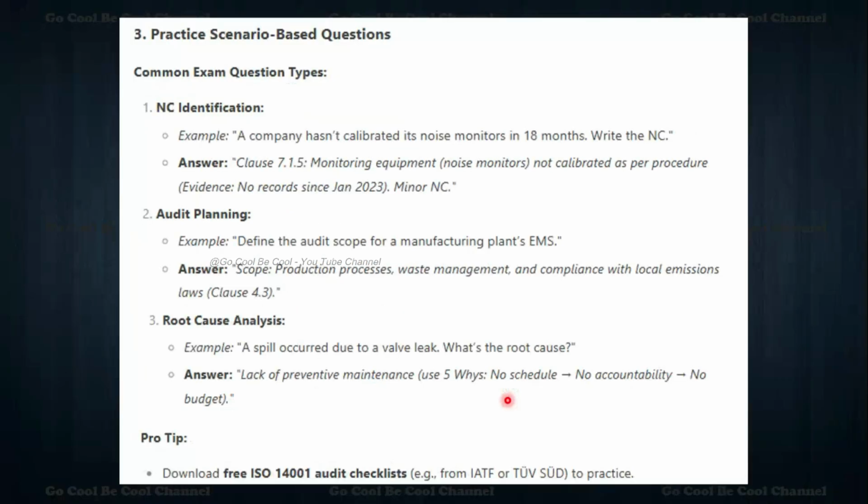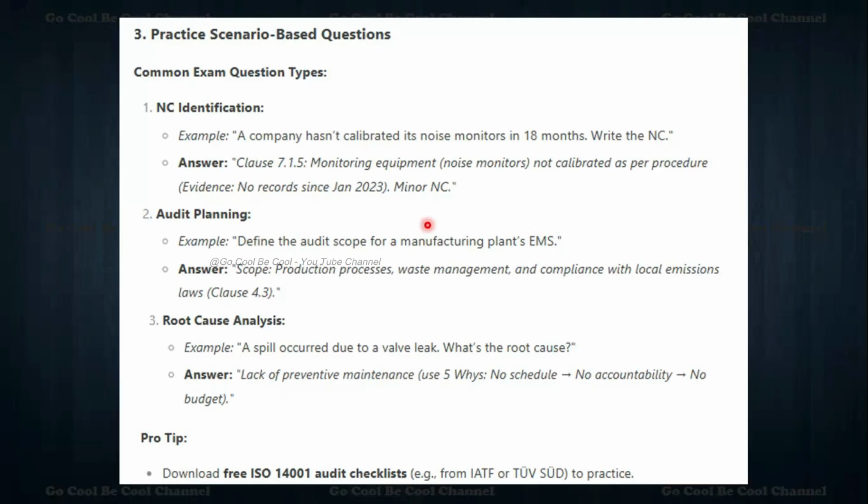Now the third one is practicing scenario based questions. A common exam question type is NC identification. For example, a company has not calibrated its noise monitor in 18 months. Write the NC. How do you have to answer? You have to write the clause number 7.1.5, monitoring equipment, which talks about monitoring equipment. Noise monitor not calibrated as per procedure. What is the evidence? No record since Jan 2023. So this is a minor scenario.